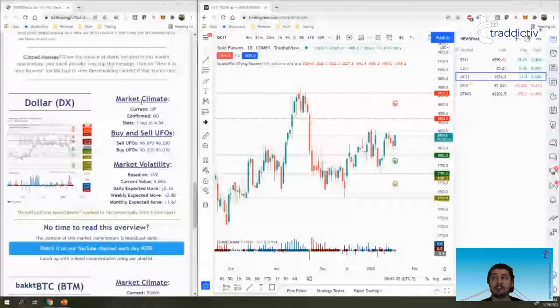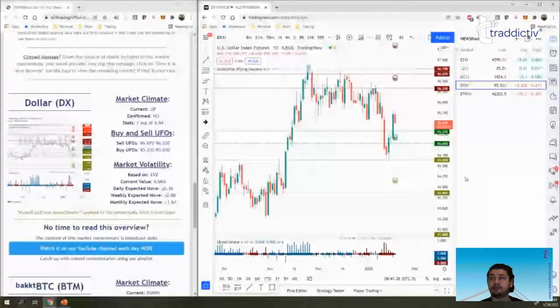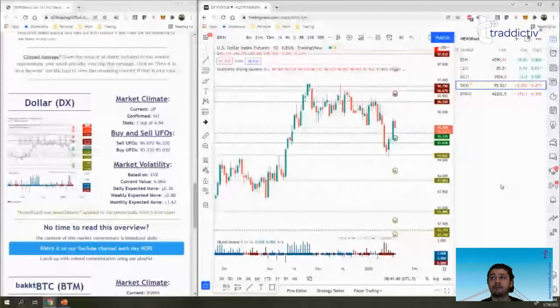All right, now the dollar is next. All right, so the dollar is in an unconfirmed up climate. Right now, it is looking like it's between these two UFOs. A brand new one has just been created here after a brief touch on this one down below.